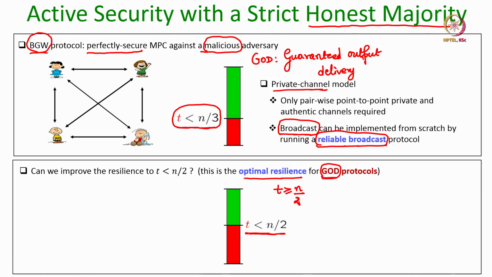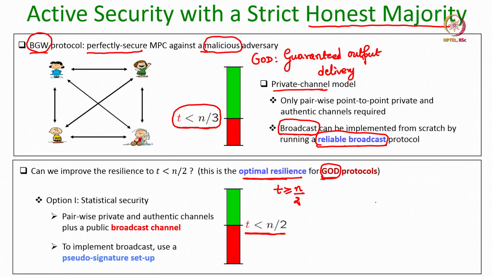So, now if we want to achieve the resilience of t less than n over 2, which is the best you can do, and achieve the GOD property, then there are two classes of MPC protocols. The first class is the statistically secure protocols, where the adversary is still a computationally unbounded adversary, but negligible error in the protocol outcome is allowed.